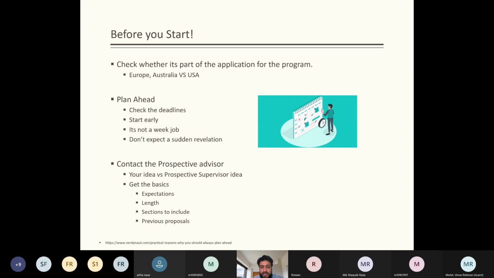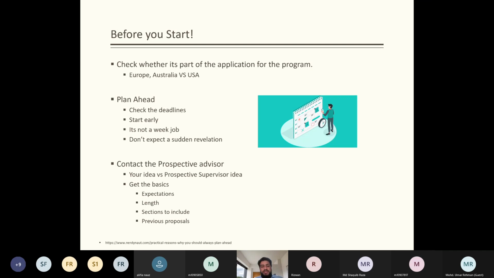And check with the previous proposals. If it's possible, ask your potential supervisor to give you the proposals of the previous students who applied and got admission. Maybe you can also approach students in the research group and get these proposals from them. So this is really important.